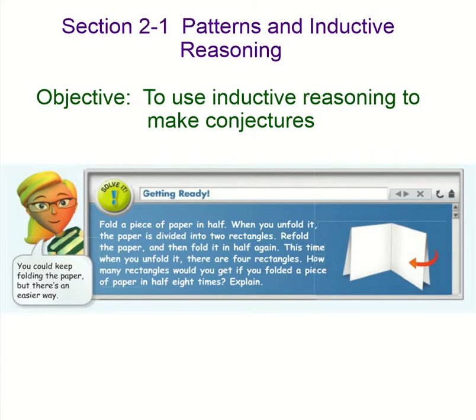Welcome to Chapter 2 of Geometry. This is Section 1, Lesson 1, Patterns and Inductive Reasoning. Our objective for today is to use inductive reasoning to make conjectures.